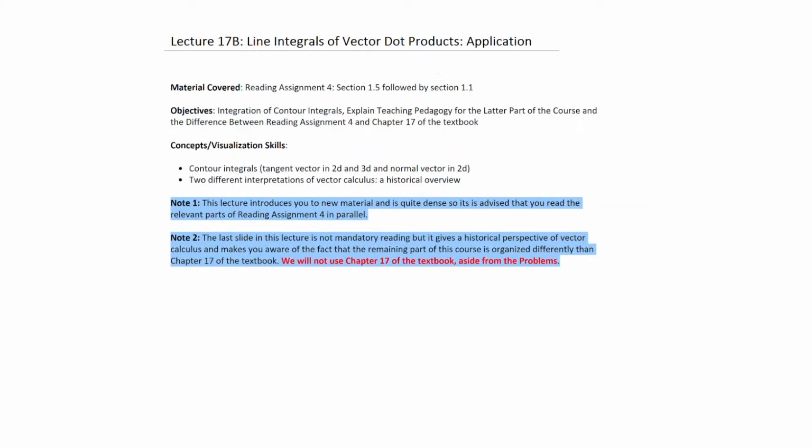So just two notes. The first is that this lecture introduces new material, and it's quite dense, as was Lecture 17a. So it's advised that you read the relevant parts of reading assignment 4 in parallel. And note too, as I just alluded to, that the last slide in this lecture is not mandatory reading, but it gives a historical perspective of vector calculus and makes you aware that the remaining part of this course is organized differently than chapter 17 of the textbook. We will not use chapter 17 of the textbook aside from the problems.